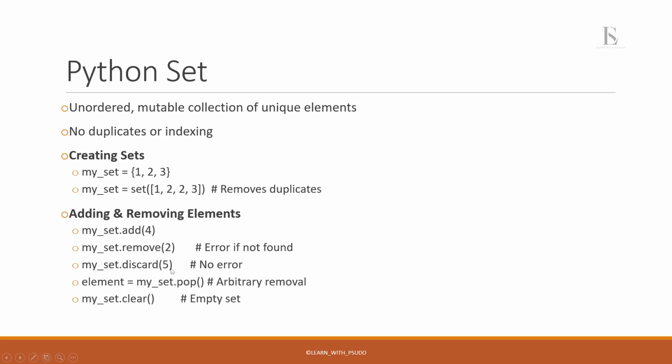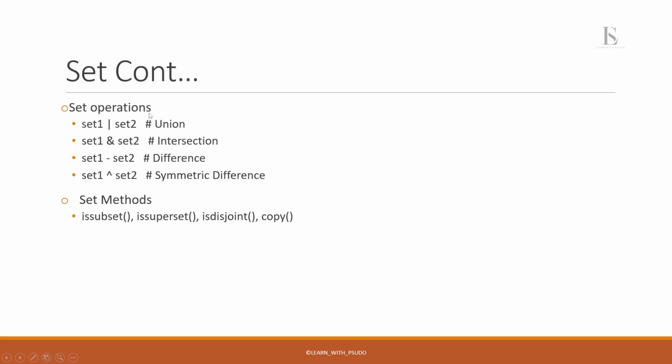We have discussed this, right? Discard. So if you are going to discard 5 from your set, say that your set had 1, 2, 3 and there was no 5, your discard won't throw any error. Now there are set operations: union, intersection, difference, symmetric difference. We had seen all of these. We had also seen is subset, is superset, is disjoint, and copy. These are other methods you can perform upon a set.